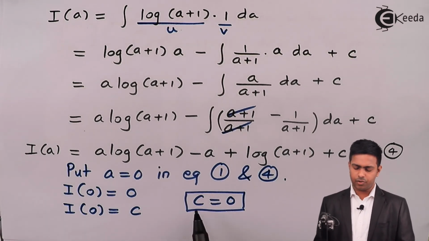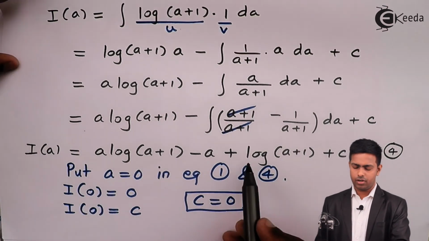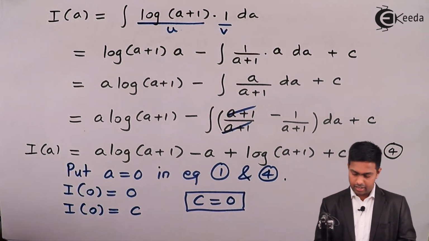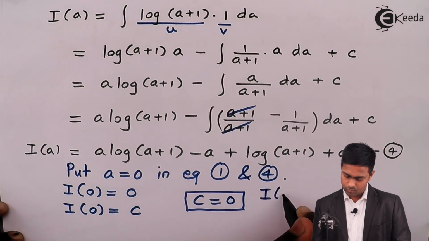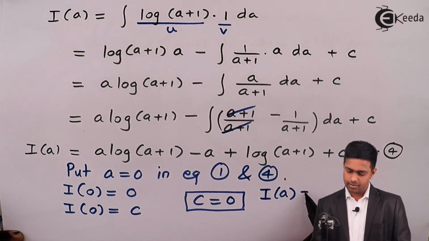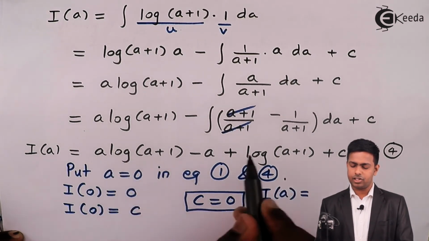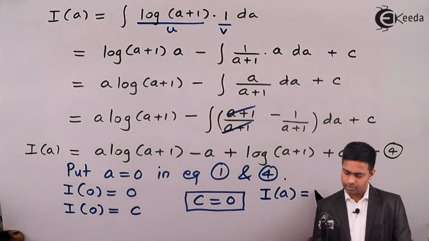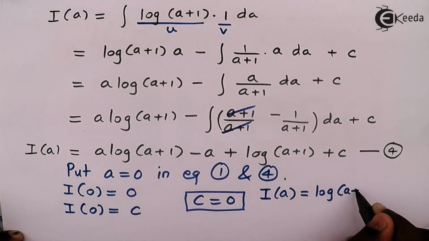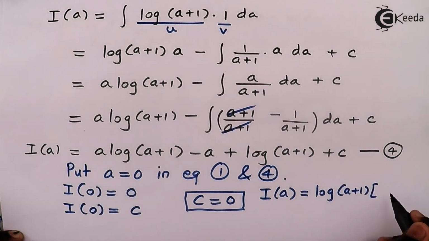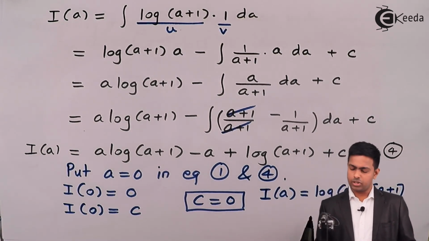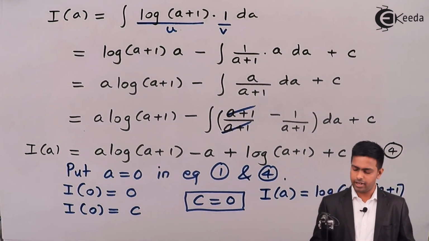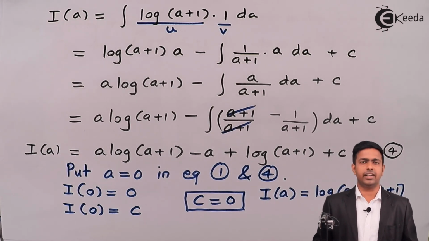By resubstituting this value of c as 0 here, we will get I of a as, here I can take log of a plus 1 common, outside the bracket. From here we will get a, from here we will get plus 1 minus a, and c is 0, so this is the value of I of a. Here we have evaluated the integral by using the rule of DUIS.